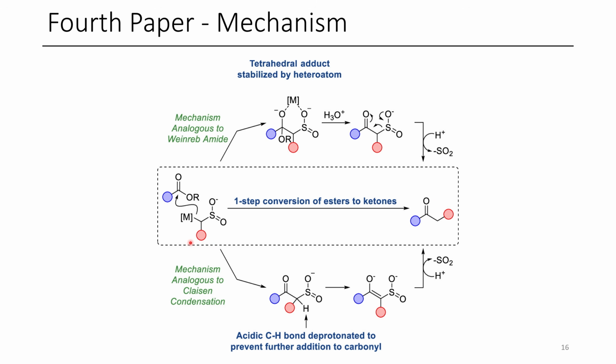However, it's also possible that a glycine type intermediate would be possible, where an enolate is formed, and through subsequent elimination of sulfur dioxide, we're afforded with the final ketone. So make sure you stay tuned to the end of this, where I'll get into that a little bit more.